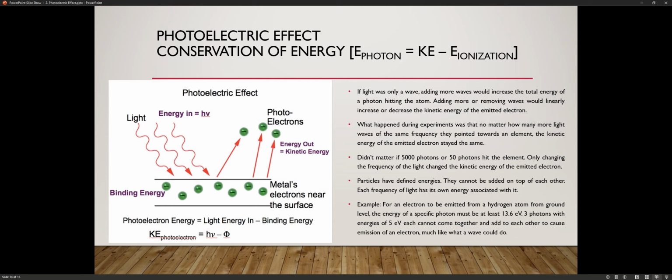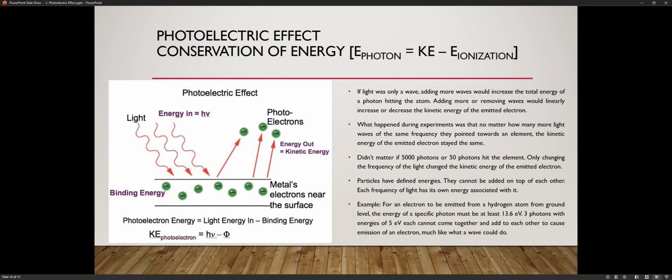And this really is huge evidence that light also exhibited properties of a particle. Because if you think about it, particles have defined energies. They cannot be stacked on top of each other. And each frequency of light has its own energy associated with it. So the only way to increase the energy of the photon is if you change the frequency of light. If light was a wave, you could also change the energy of the photon by adding more waves, adding more photons. But that is not the case. Each photon of light has a specific energy.